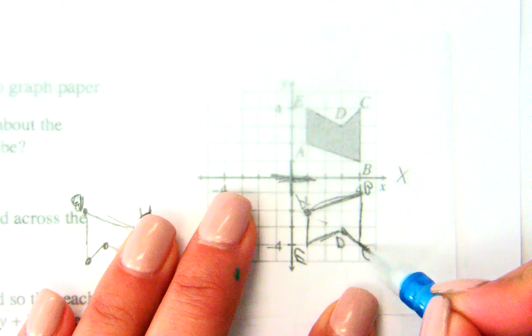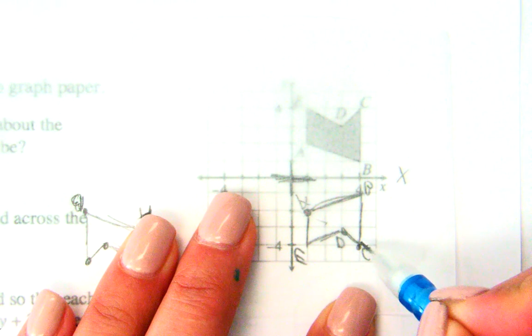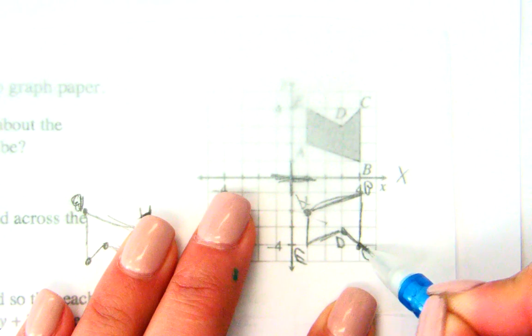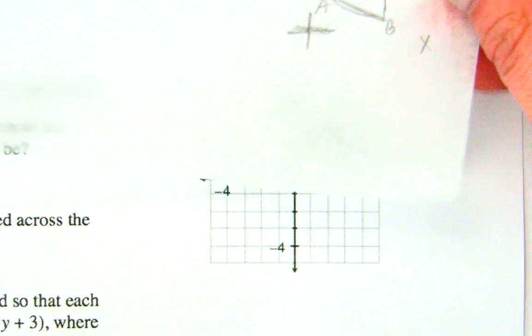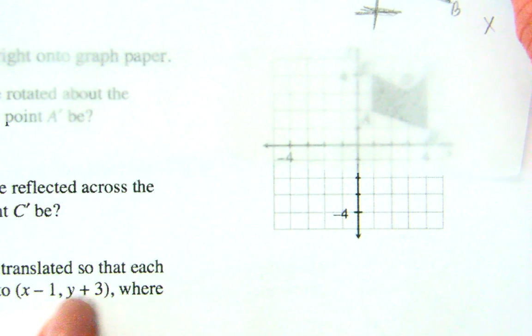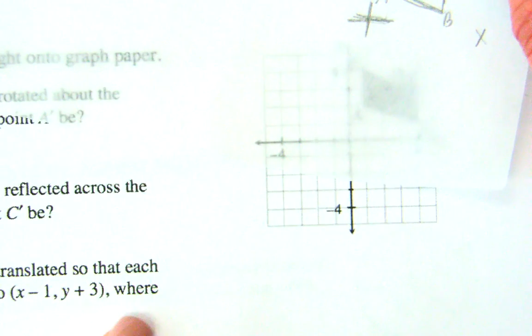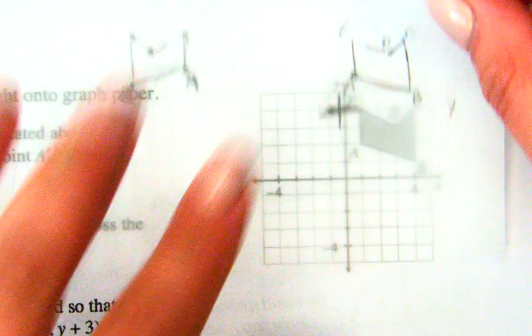So that means C prime originally came from C. So C prime is now going to be at 1, 2, 3, 4 and -4. Okay, and the last one: if A, B, C, D were translated so that each point (x, y) corresponds to (x minus 1, y plus 3), where would B prime be?